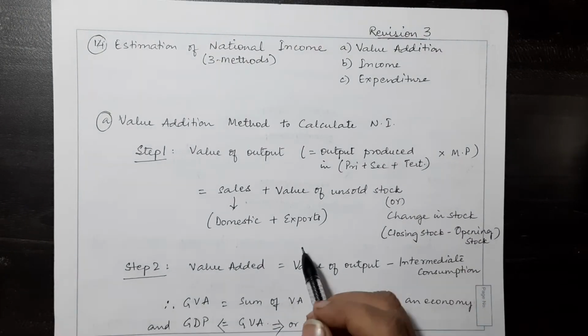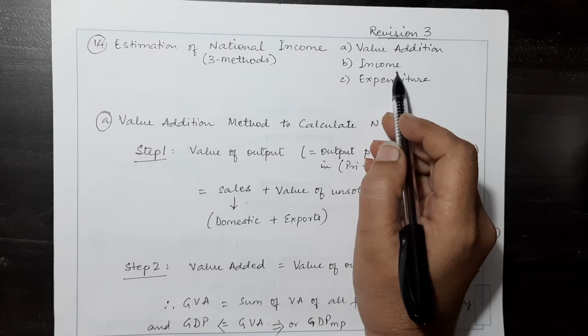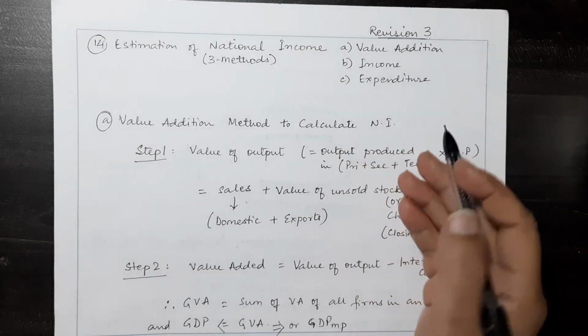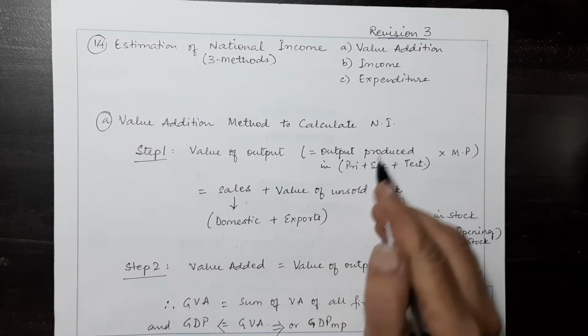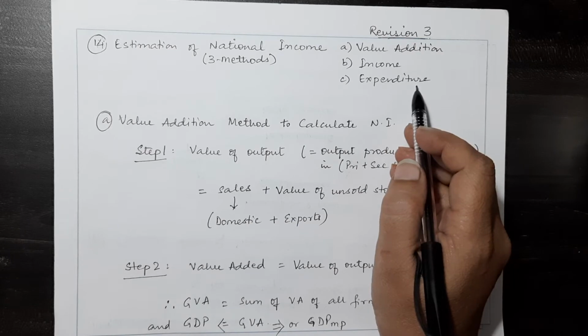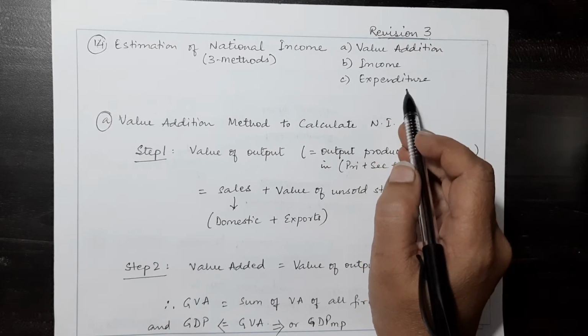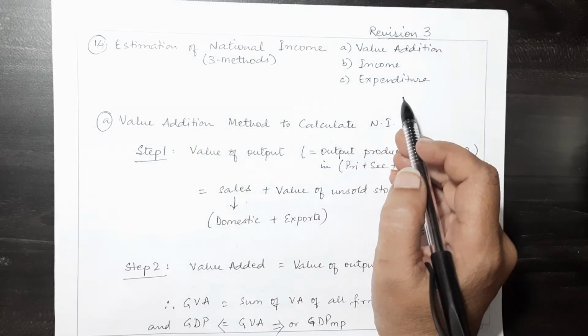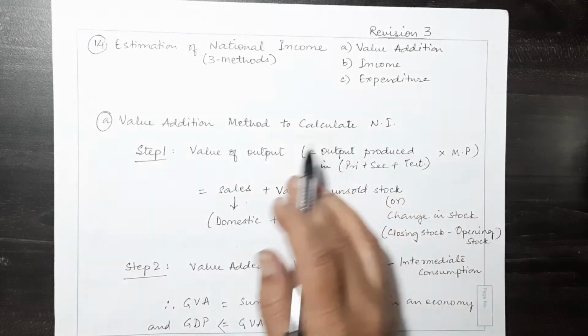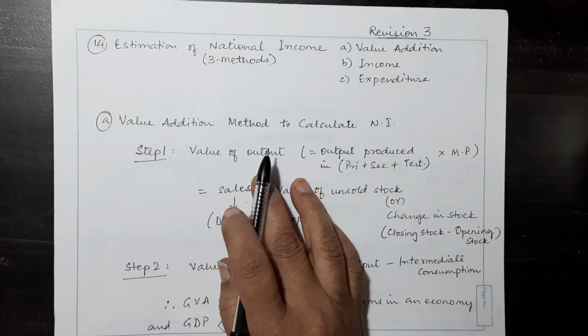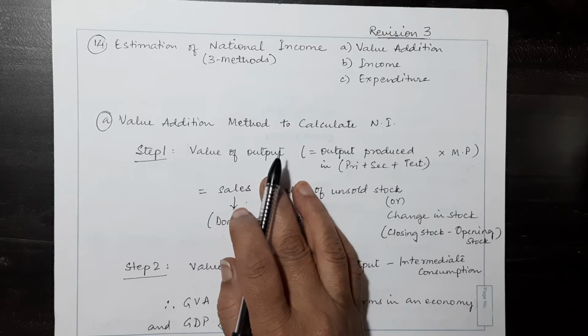In the distribution phase, the income is distributed. And in the third disposition phase, expenditure is made. So the three methods of calculating national income. Let's learn the first method, value addition method, to calculate the national income.